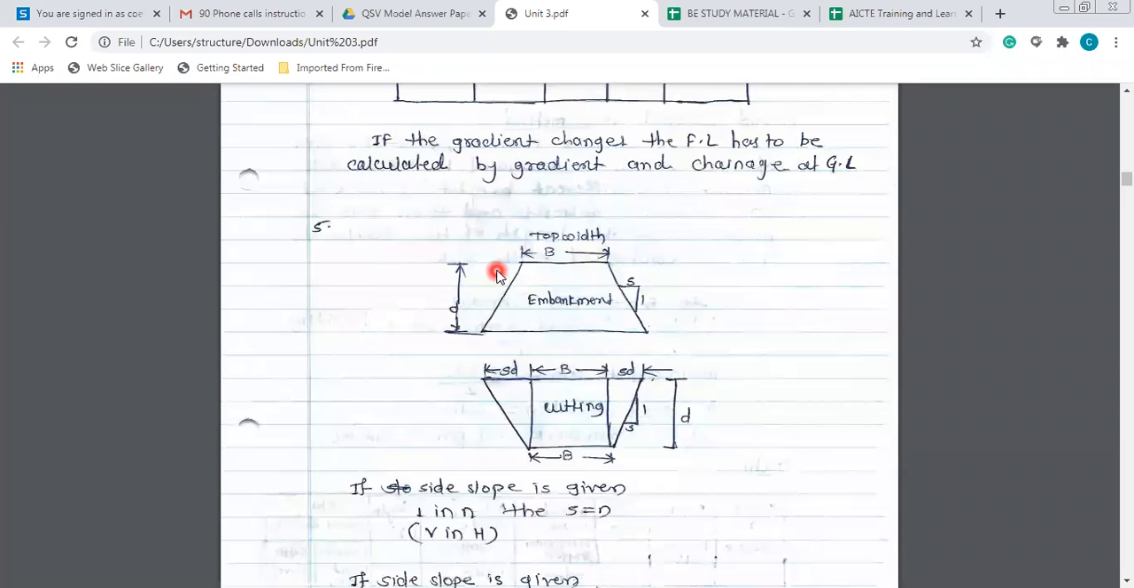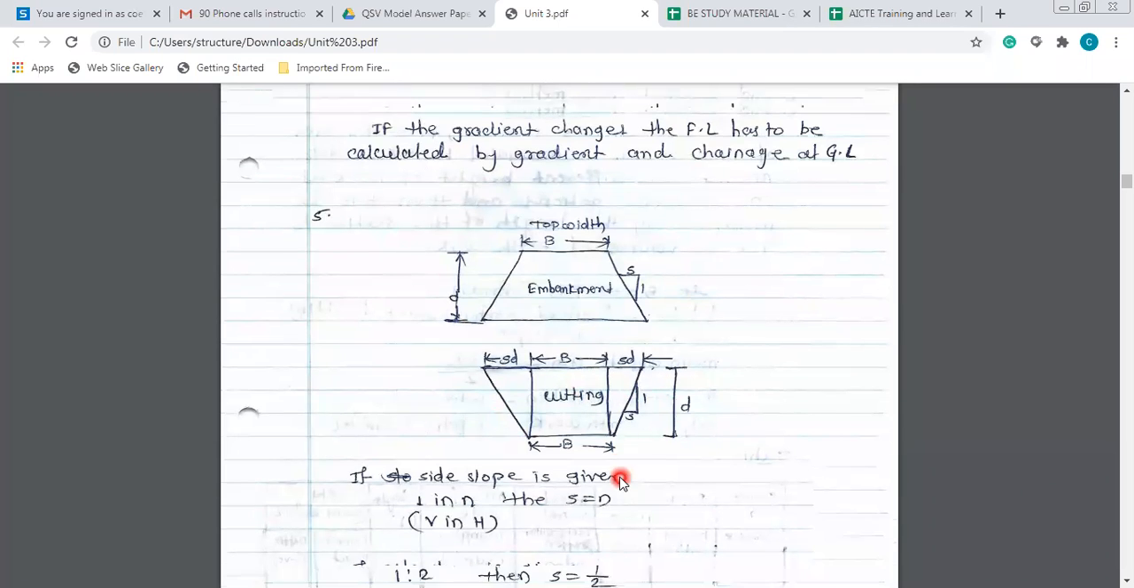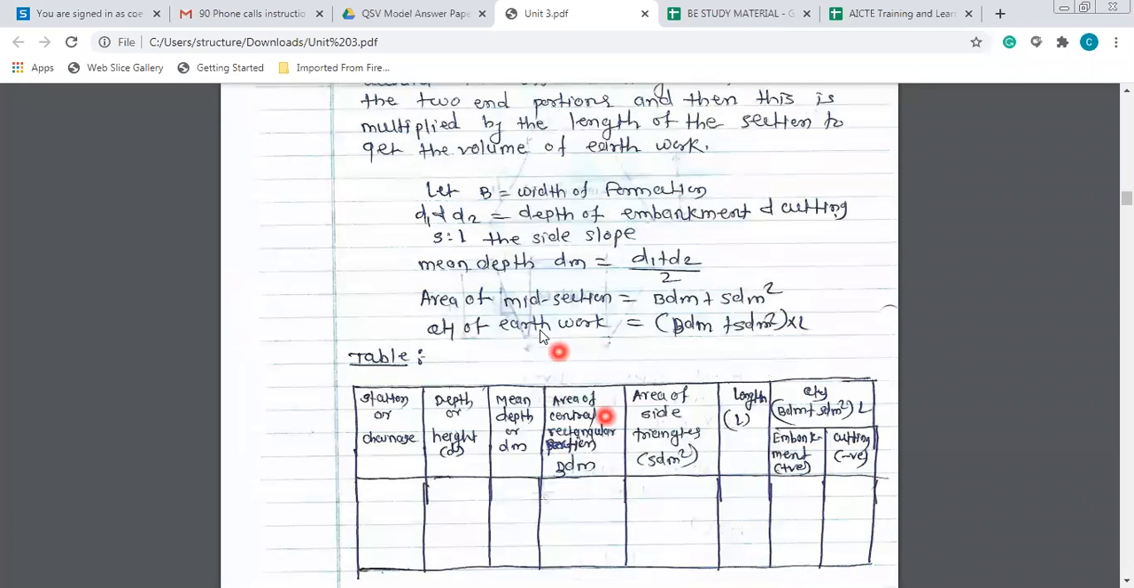See, this is your first depth D1, this is your second depth D2. So we are going to take the mean of it. D1 plus D2 divided by 2, you will get the mean depth. Then the area of the midsection, that is nothing but BD. What is the formula for the area of the midsection? That is BD plus SD square.